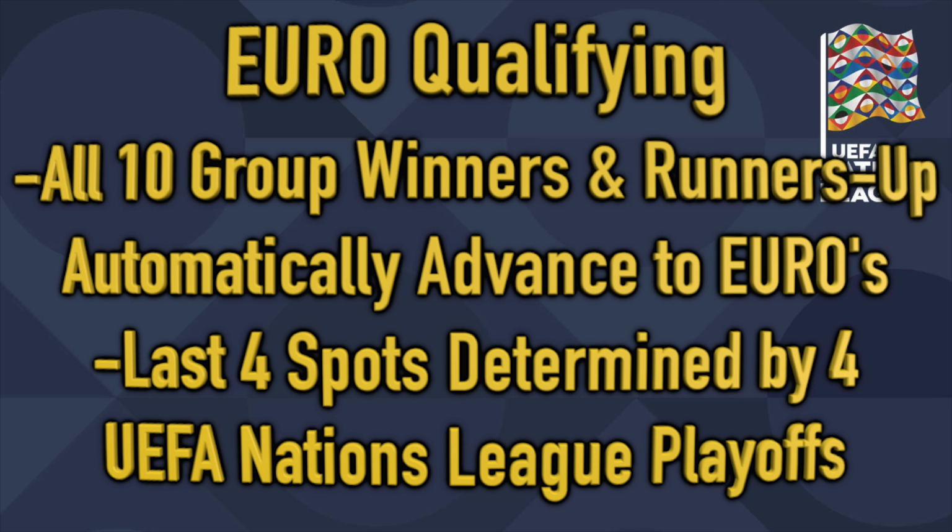Those last 4 Euro spots are determined directly from the UEFA Nations League. We take the 4 best teams from each league who haven't yet qualified for the Euros. They advance to a 4-team playoff for that league using a knockout system with semifinals and a final.